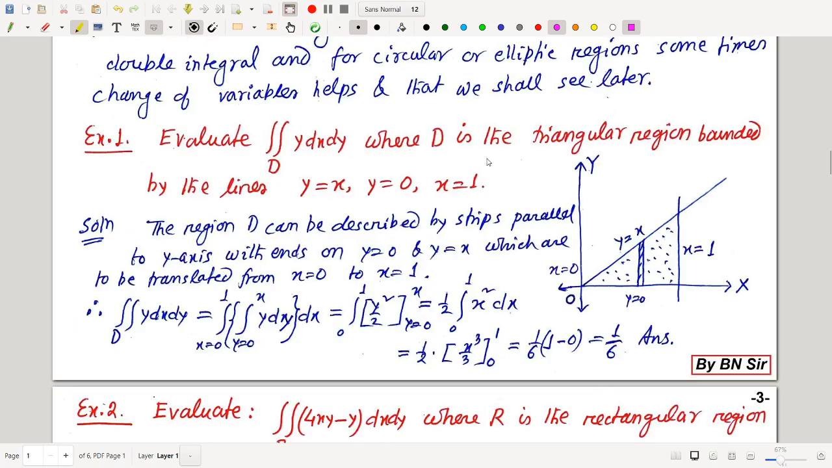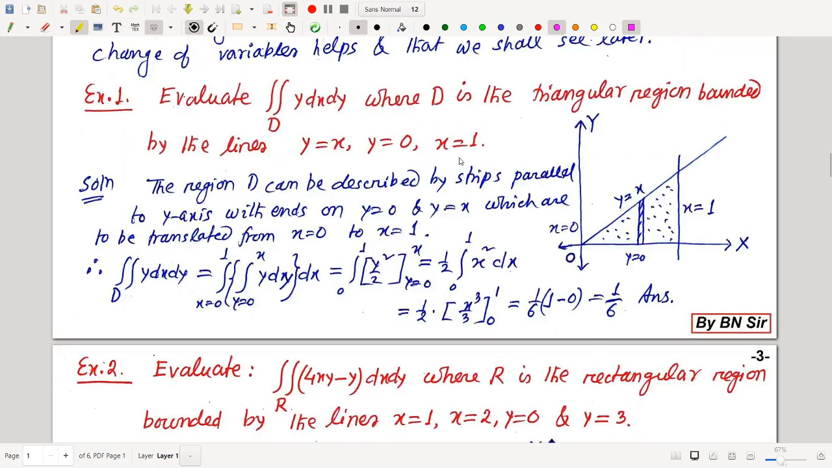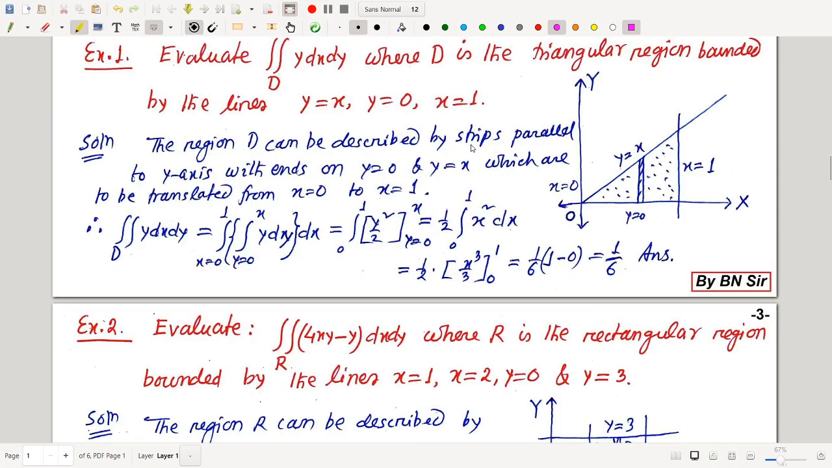Now let us see some examples. Example number 1. Evaluate the double integral over D of the function y dx dy, where D is the triangular region bounded by the lines y equal to x, y equal to 0, x equal to 1. The boundaries of the triangular region are given. We have to find this double integral.